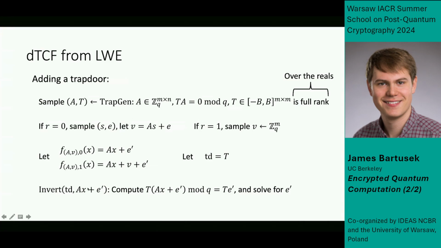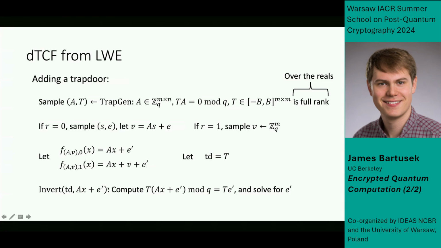So why is such a trapdoor useful? Well, if I have an image of one of these functions, which is just some lattice vector that's shifted by some error, then all I have to do is left multiply this vector by T and take the result mod Q. We'll see that T times A equals 0, so that part disappears, and we're just left with T times E prime. Since T is short and E prime is short, T times E prime mod Q is the same as T times E prime over the reals, since there's no wraparound. Then we can use the fact that T is full rank to solve for the vector E prime.